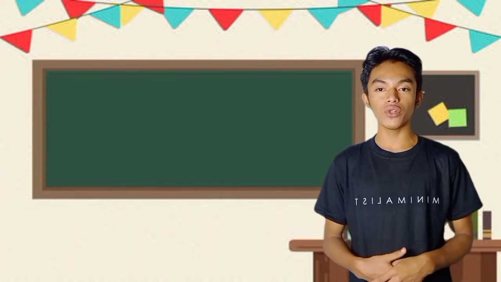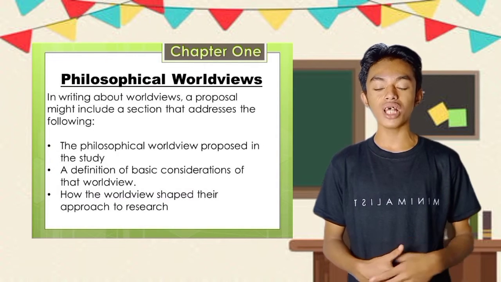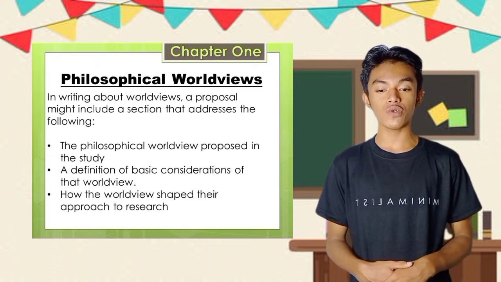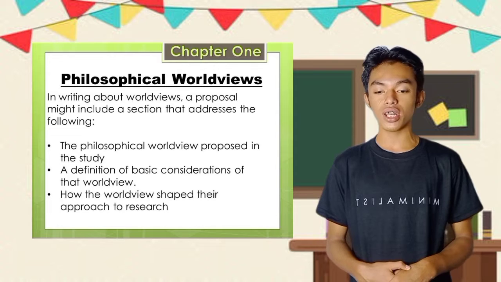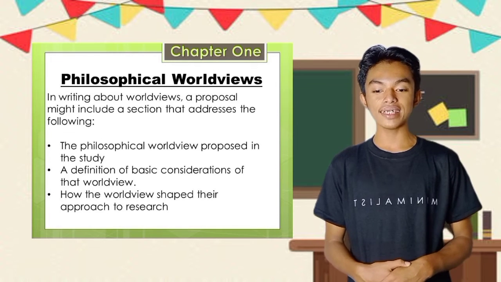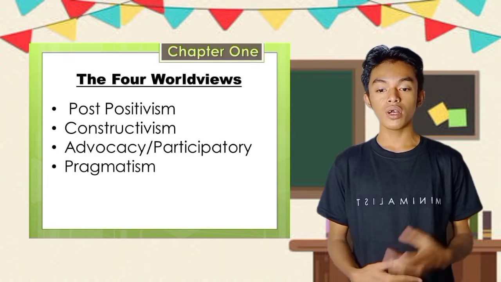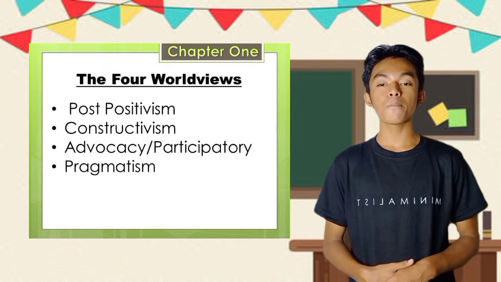So the first component is the philosophical worldviews. In writing about worldviews, a proposal might include a section that addresses the following. Number 1, the philosophical worldview proposed in a study. Number 2, a definition of basic considerations of that worldview. And lastly, how the worldview shaped their approach to research. There are 4 worldviews: the post-positivism, constructivism, advocacy and participatory, and lastly, pragmatism.